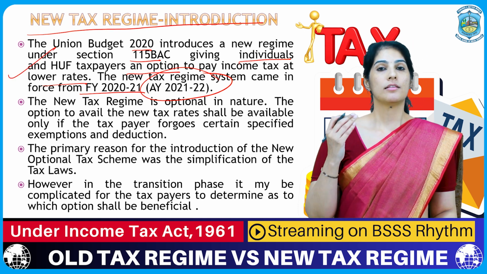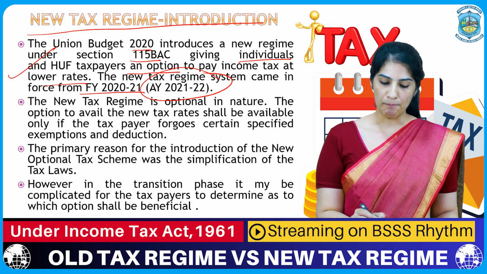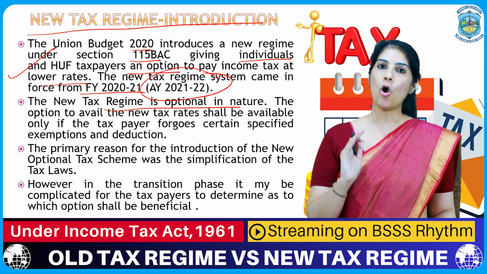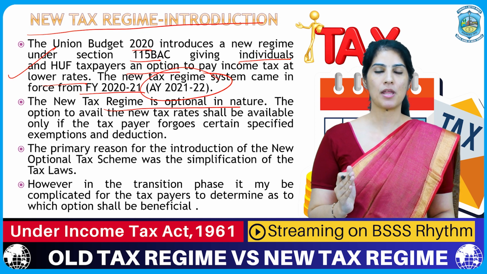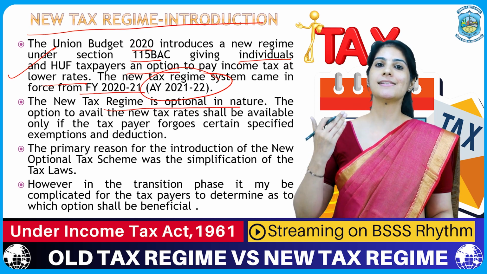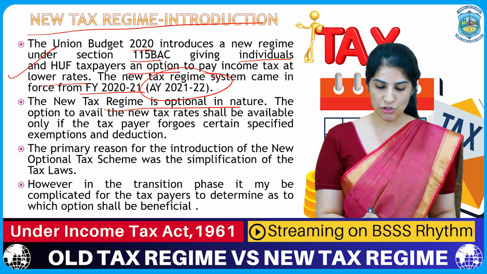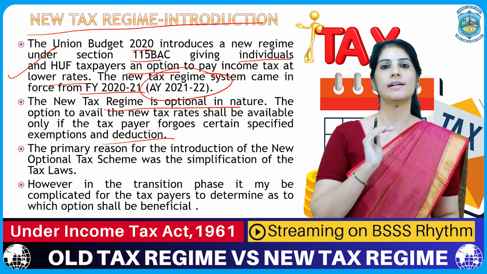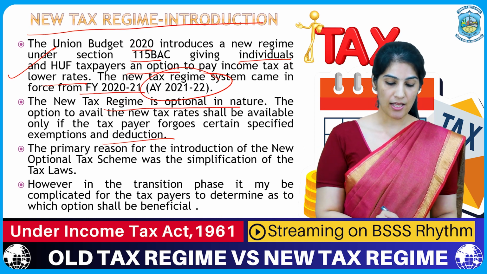Now, this scheme is optional, but if an individual or Hindu undivided family opts for the new tax regime, in this case, they will have to forego, or I must say they sacrifice, some exemptions and deductions which are applicable for the old tax regime.